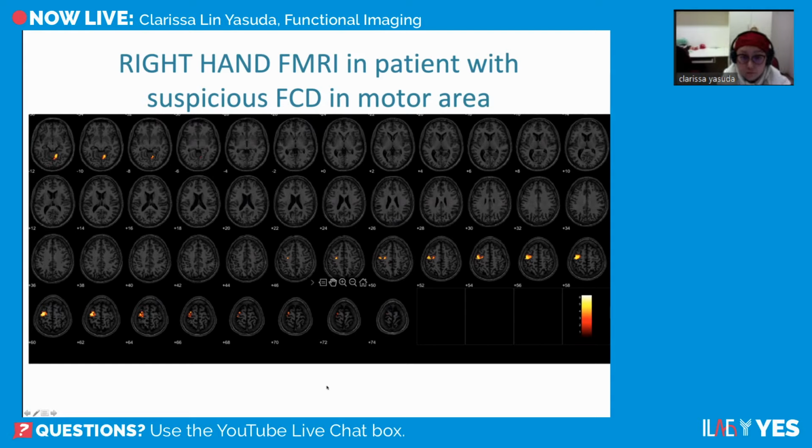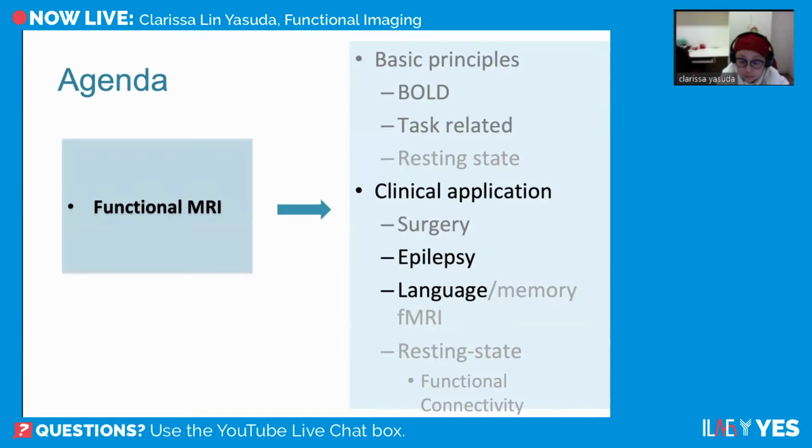So we performed right hand fMRI, and then we got the activation map, and we overlaid this on top of the individual structural image. So you can see the activation here and the contralateral cerebellar activation as well. Okay, so this motor activation is very strong. It is very straightforward to perform in fMRI. So now I will talk a bit about language and fMRI.